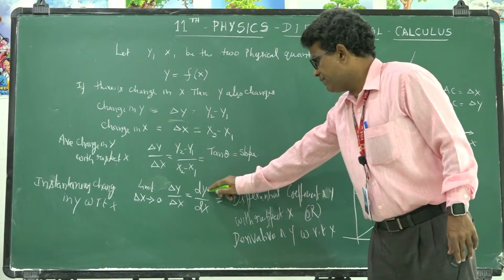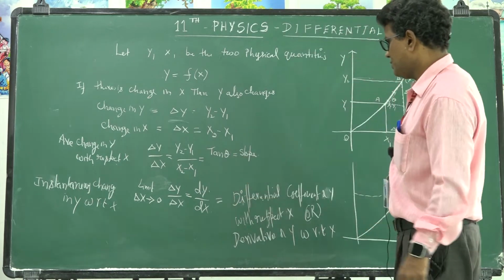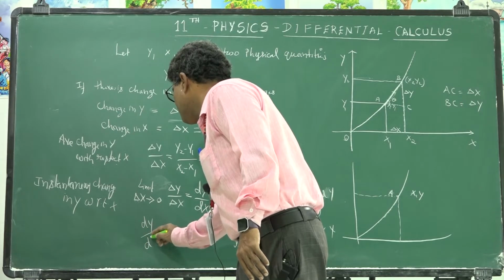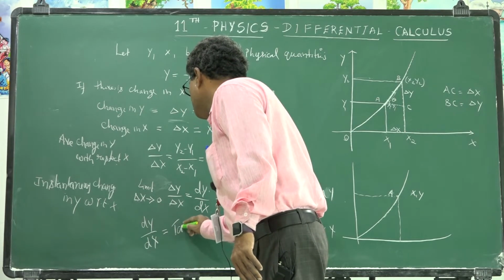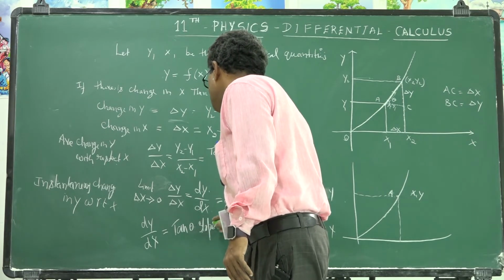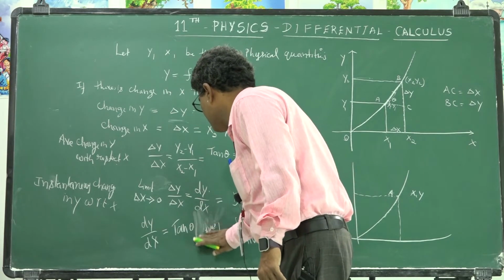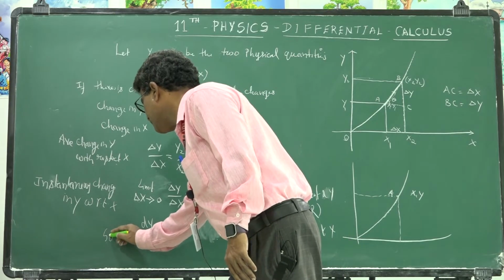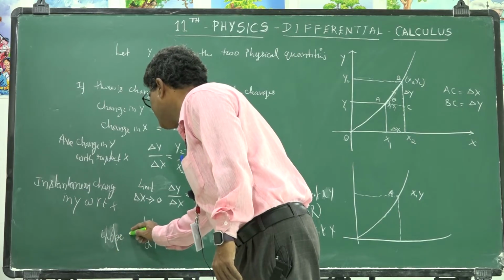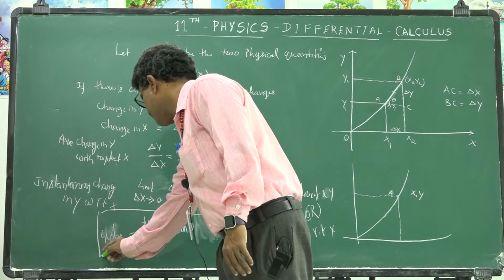That means this indicates how y varies with respect to x. So it is equivalent to what? Dy by dx at the curve is equal to the slope of the curve, that is tan theta. So if a curve is given, the slope at a particular point gives dy by dx, that is tan theta for a curve.